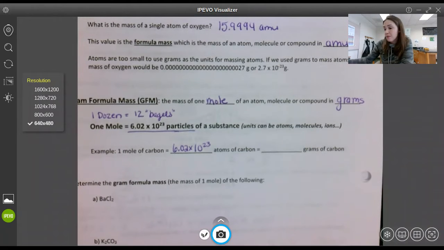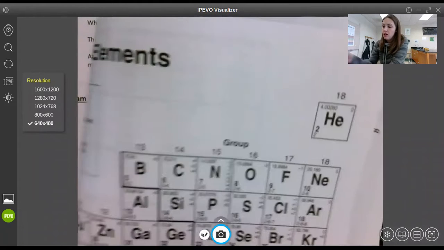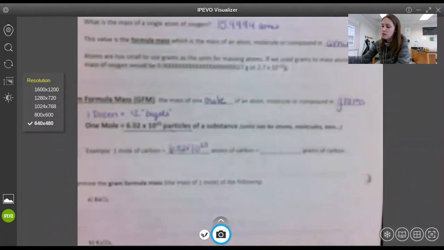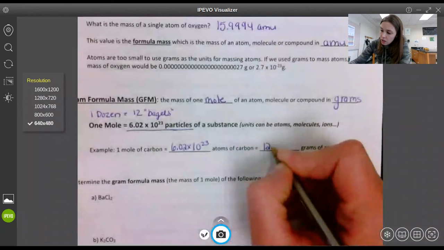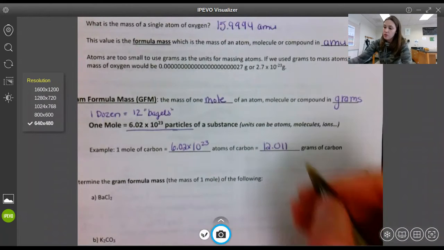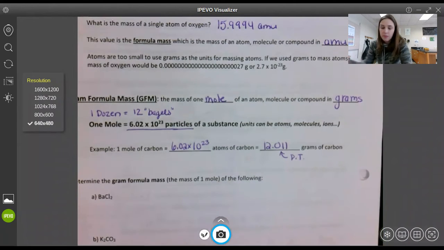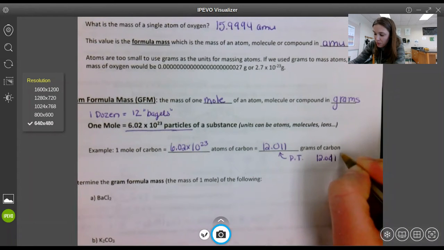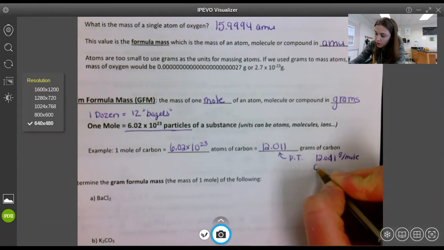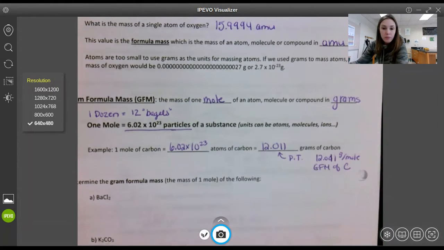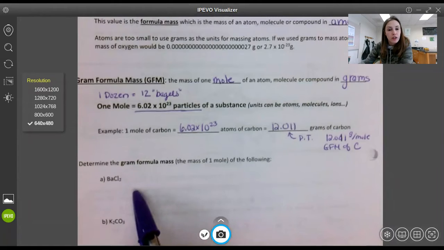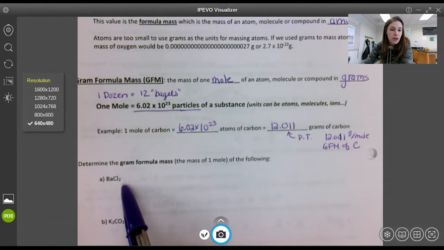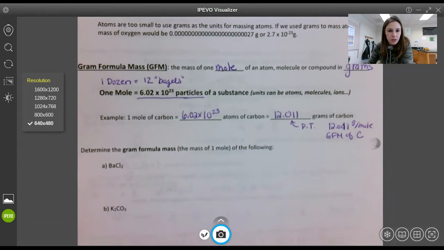That many atoms of carbon, when I use my periodic table now, we're going to just use this number in terms of grams. So 12.011 grams of it. This is just right off my periodic table. This 12.011 grams per mole is the GFM of carbon. When we go to do it for formulas, or compounds, I should say, we're just going to take their individual GFMs, look at how many we have in a compound, and add them all together.